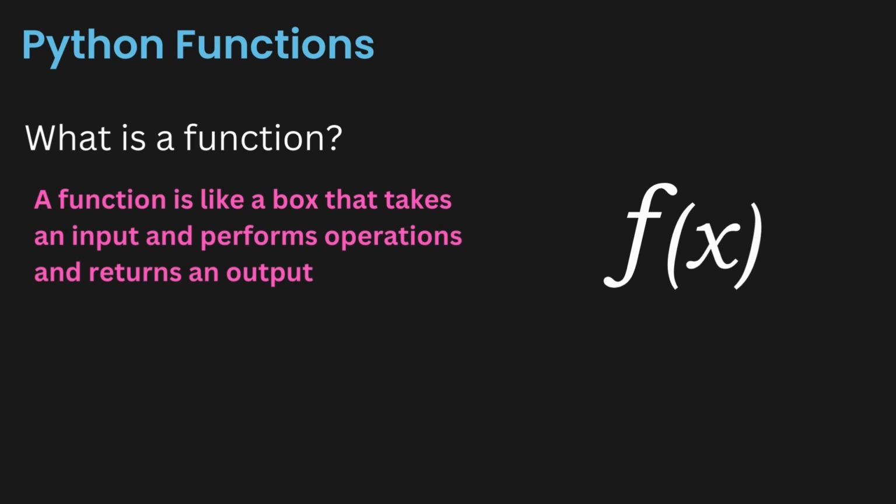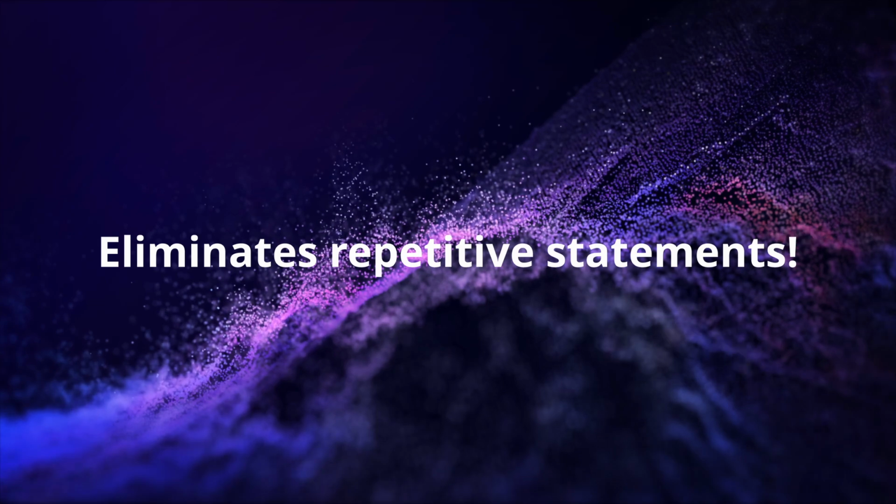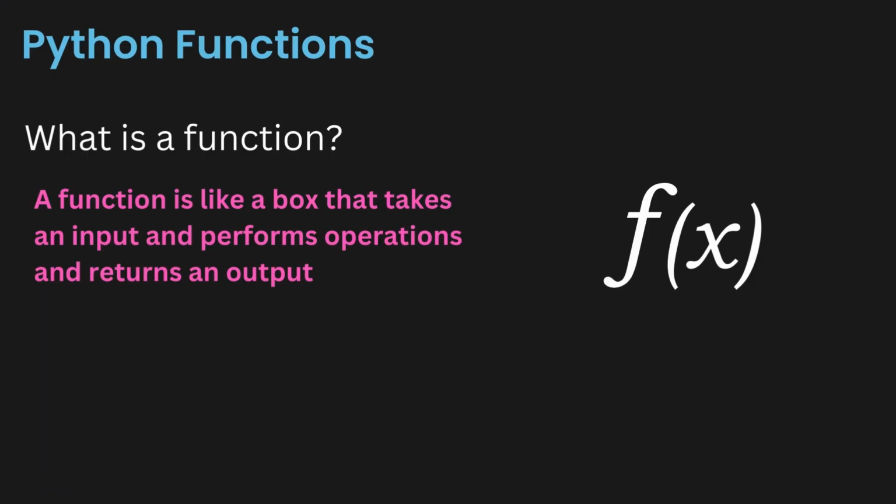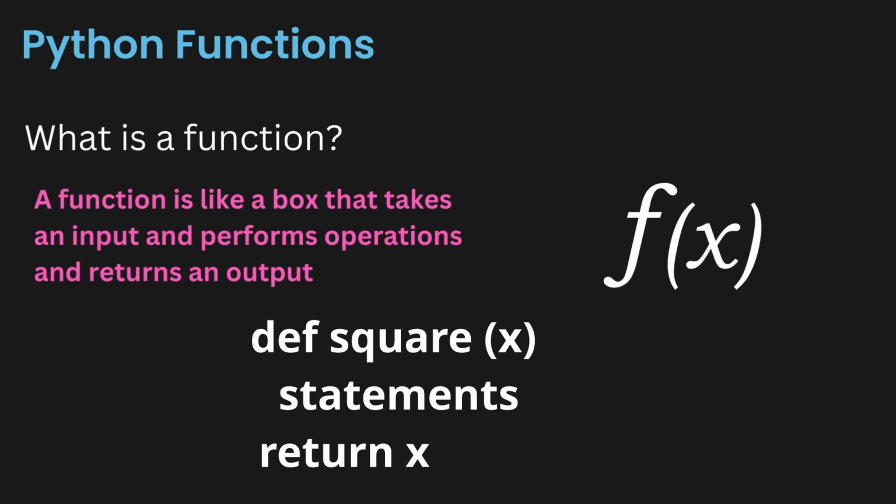Instead of writing the same code over and over again for different inputs, we can define a function that can be used repeatedly with different inputs to produce various outputs. In Python, we define a function using the def keyword, followed by a function name of our choice, parentheses that may include some parameters, and a colon. The indented block of code following the colon is the body of the function, where the operations are performed.